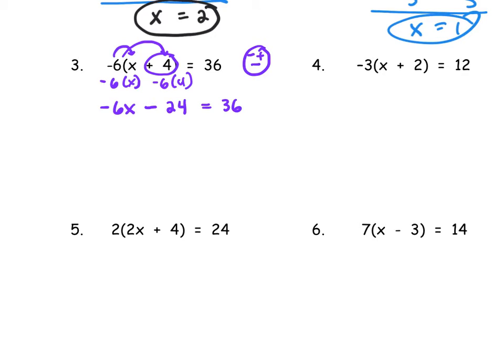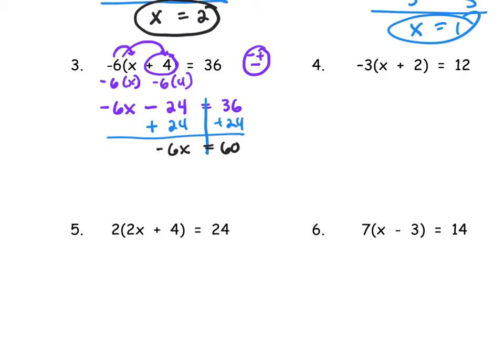So next, I'm going to take away the constant, and I'm going to look for a number that's being added or subtracted. So I see that I'm subtracting 24, so I'm going to do the opposite. I'm going to add 24 on both sides. And the result is going to be negative 6x. And when I add 24 on this side, I'm going to get 60.